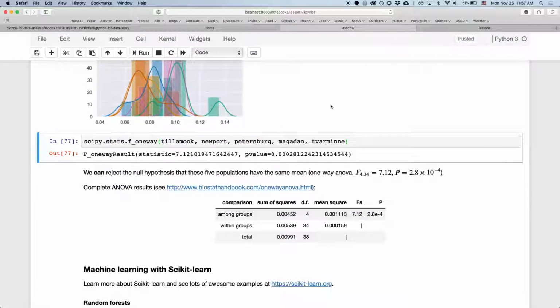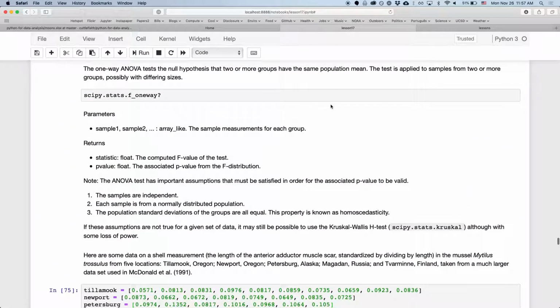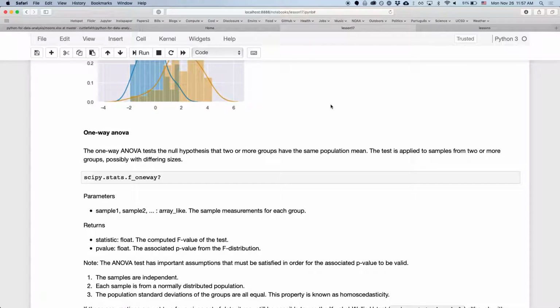Okay, so this is just some introduction to SciPy and using it to do things like ANOVAs and tests of independence and t-tests and things like that.